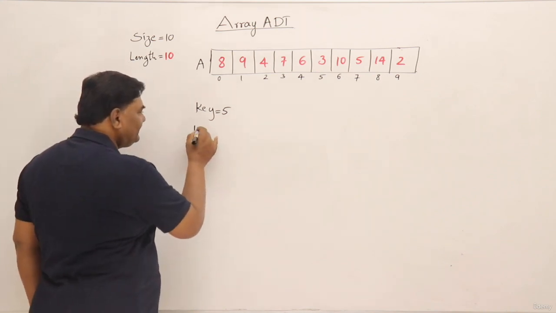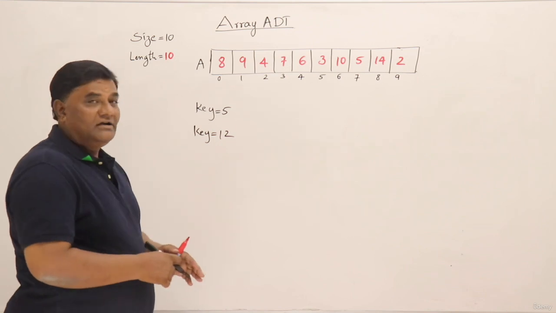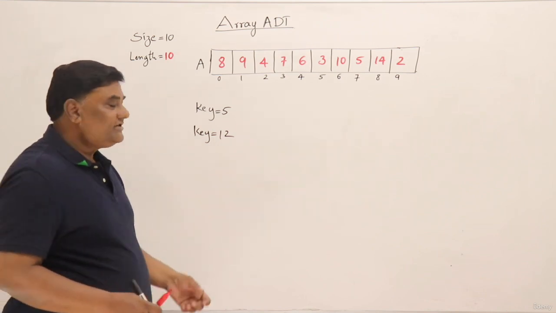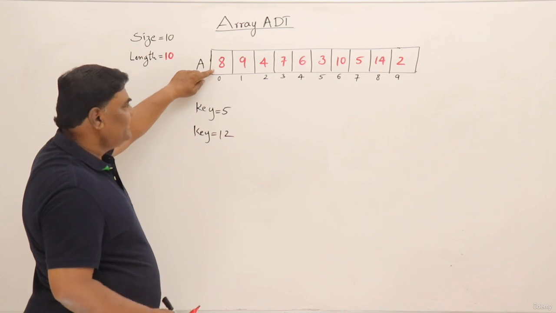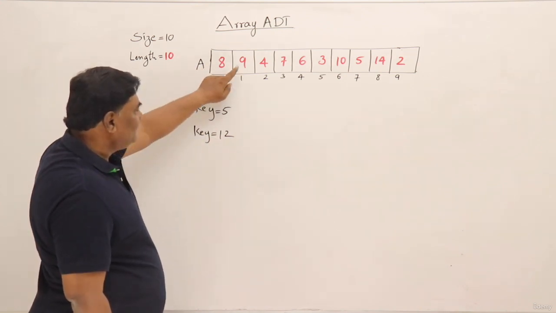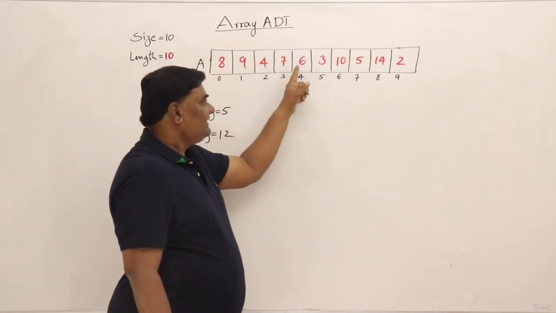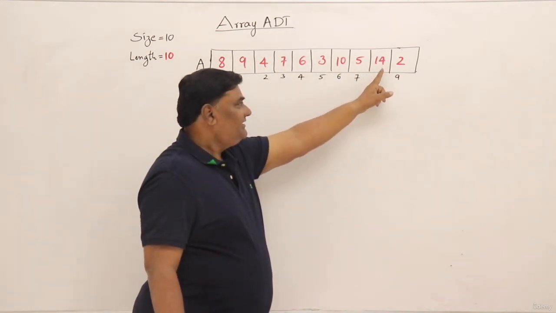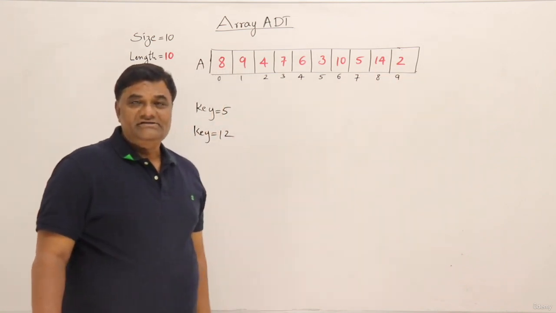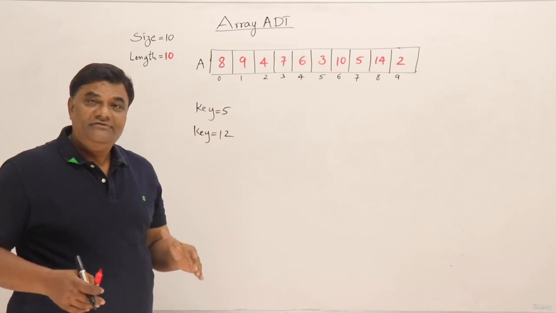Now let us take one more key element and search it. So this time I'll take the key element 12. Let us find out whether 12 is present or not. We'll follow the same procedure. We'll start from the very first element in the list and compare with 12. Is it 12? No. Go to the next element. Is it 12? No. Go to the next element. Even this is not 12, this is not 12, then we have reached the end of the list. So if we have reached the end of a list, it means the element is not found.